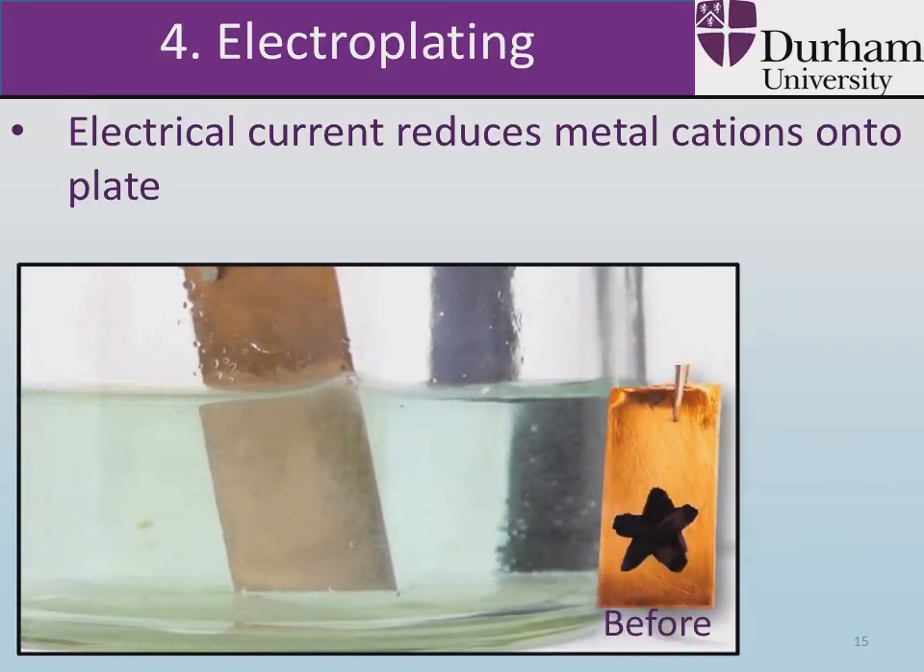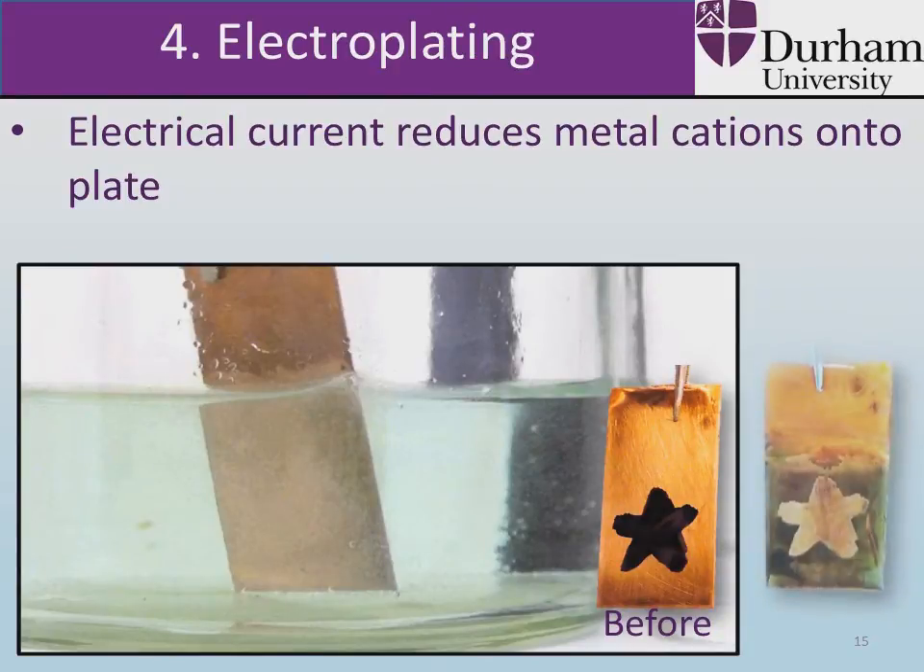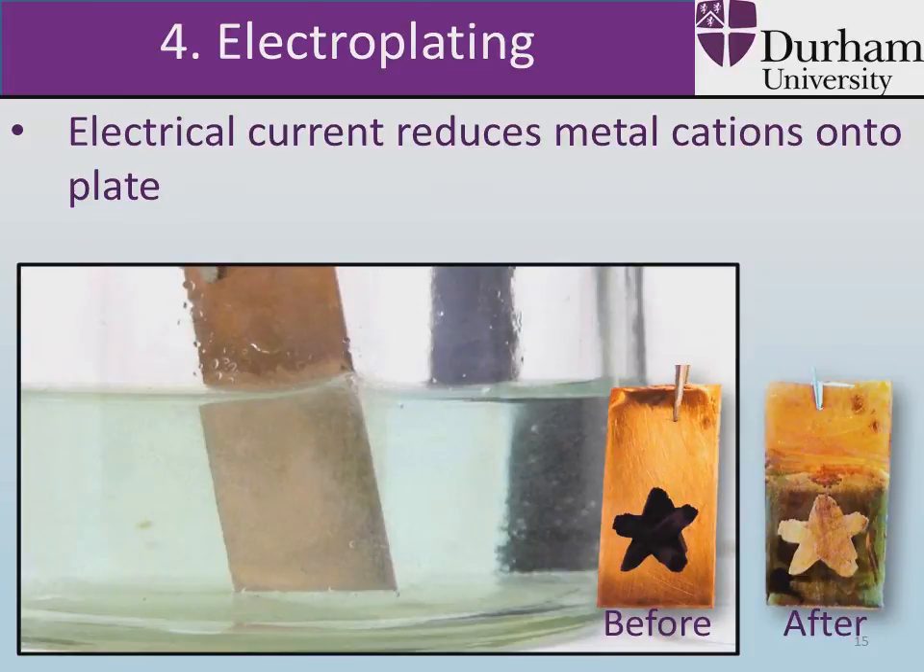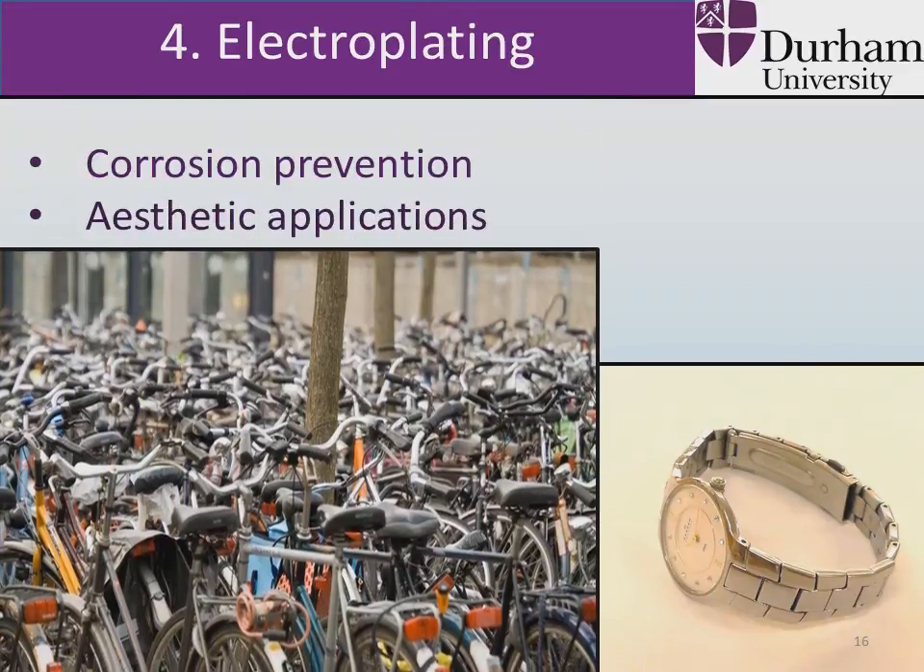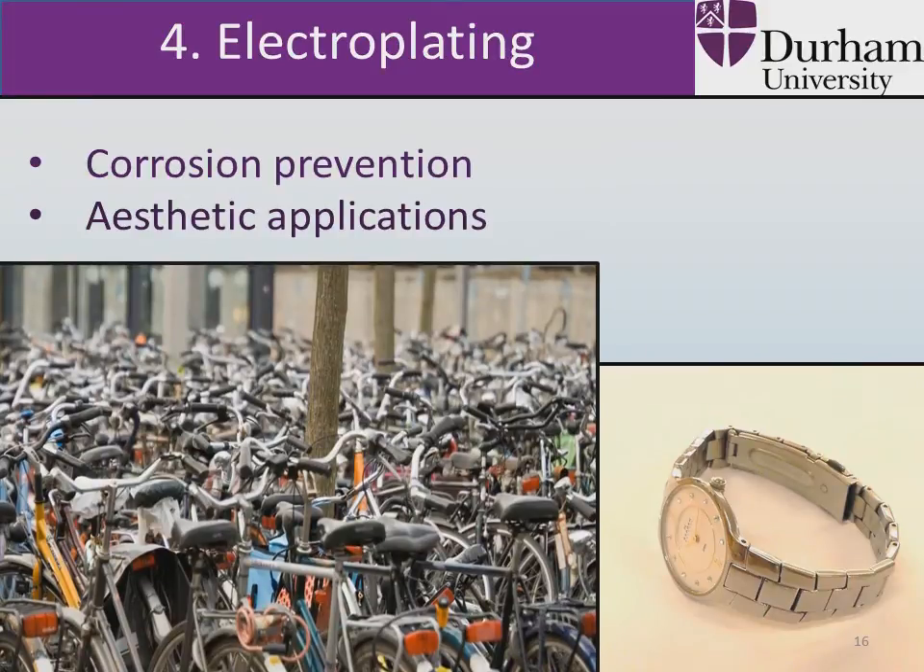A star was drawn in marker pen, which would not conduct electricity, and hence no nickel would deposit there. After removing the pen with acetone, the distinction between where nickel deposited and where it didn't can clearly be seen. This is a very simple and common method of changing the surface to specific metals, and has many applications, such as preventing corrosion and rust of metallic objects.